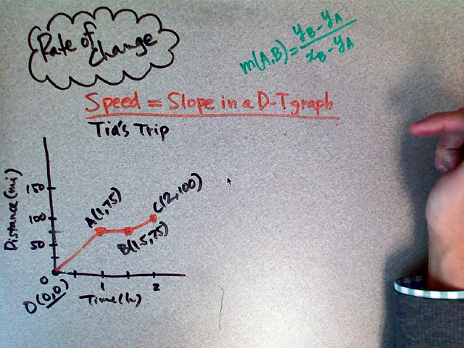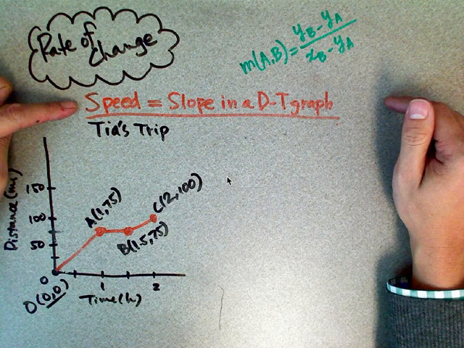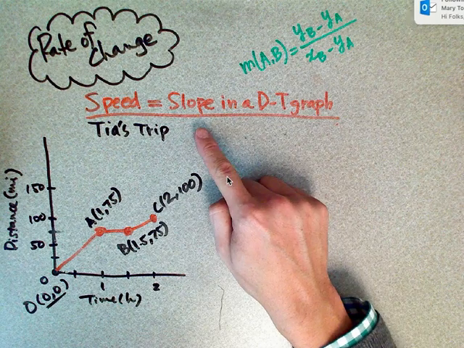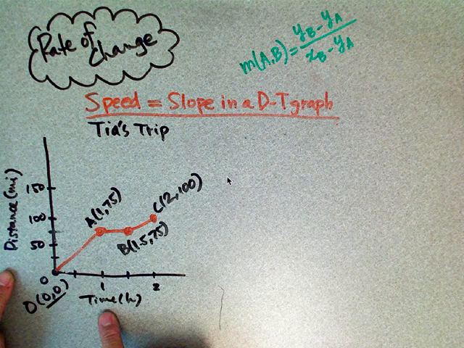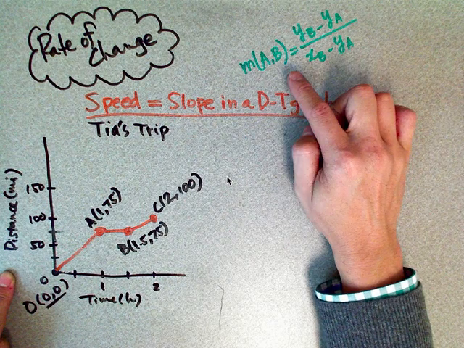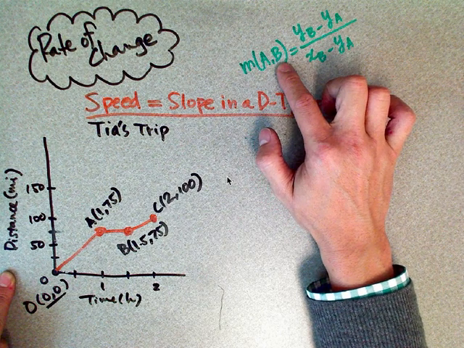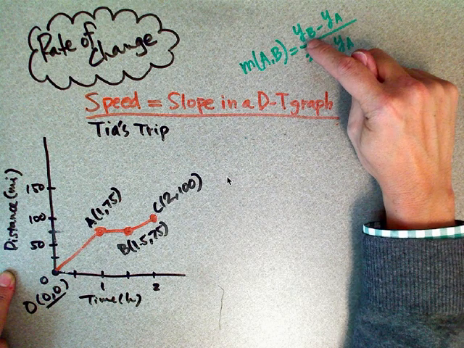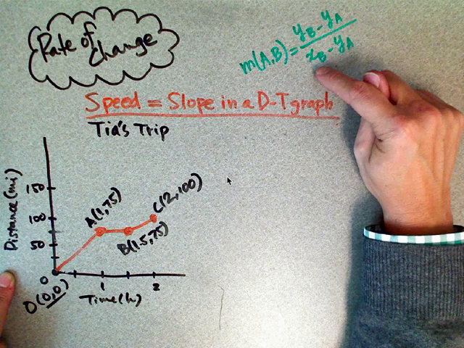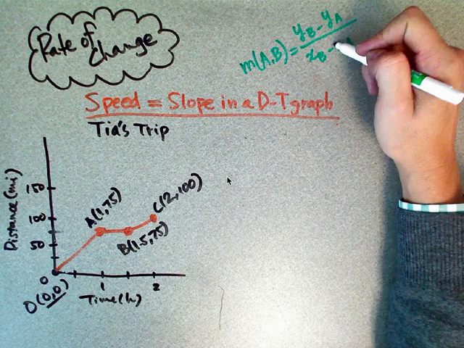So one thing that is very important to understand here is that we can find the speed by looking at the distance time graph, by looking at the slope. The slope in the distance time graph is equal to speed. And of course we know how to find the slope. Slope between points A and B can be found by y coordinate of point B minus y coordinate of point A, all over x coordinate of point B minus x coordinate of point A.